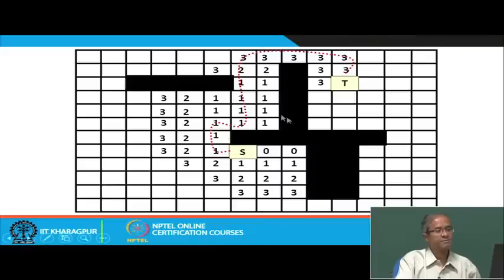complex here. But the advantage is that at every step you are labeling a number of cells as long as you are moving in the right direction. You are not spreading unnecessarily the labels in the wrong direction. You are moving away only when required, only when you see that you cannot move in the right direction, then only you move away. Okay?